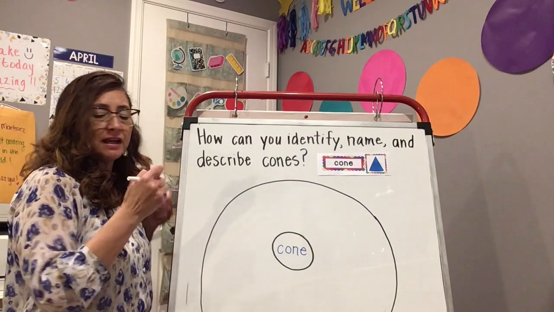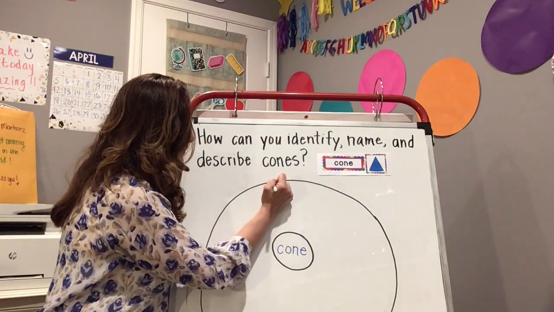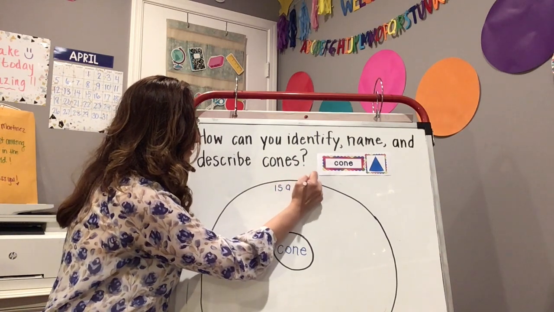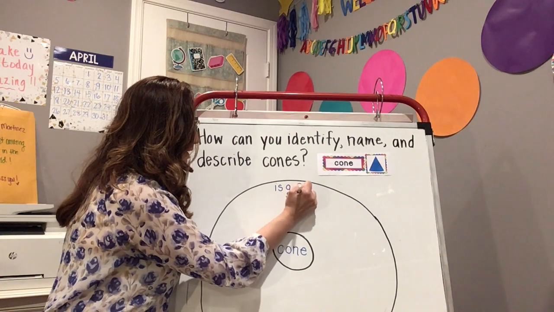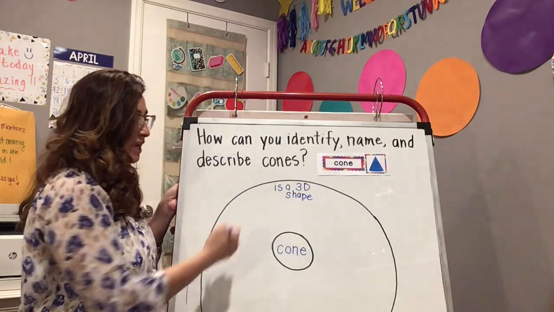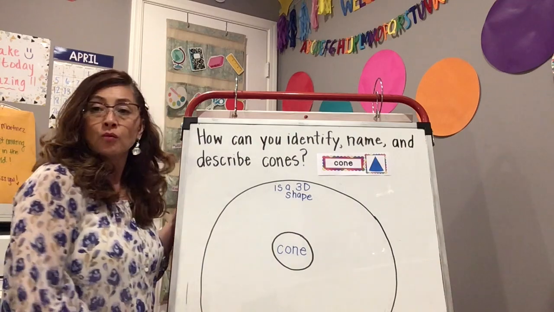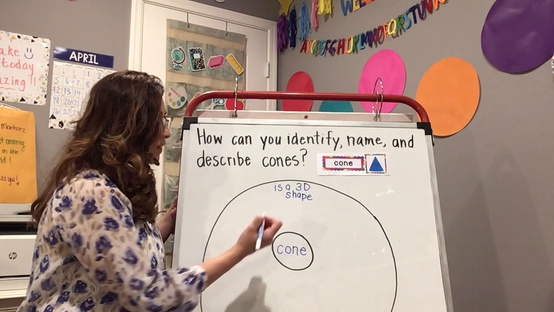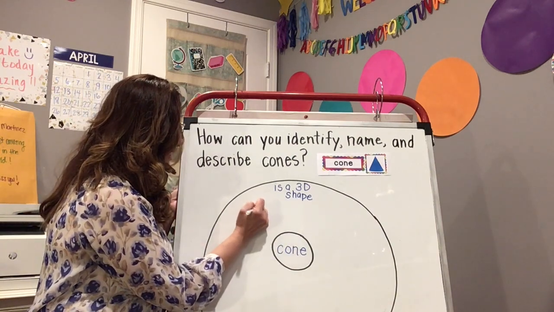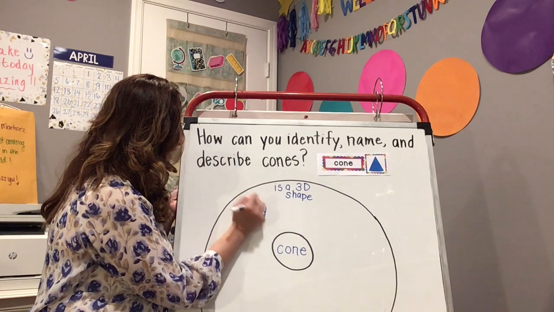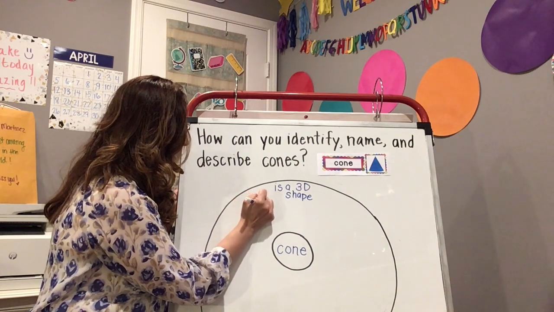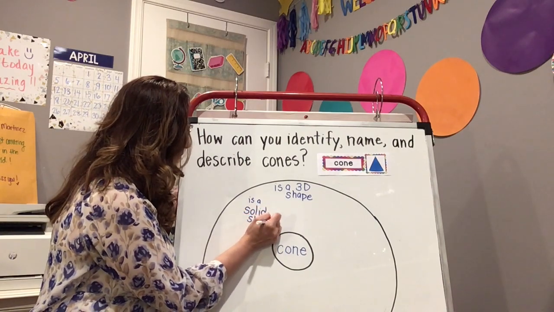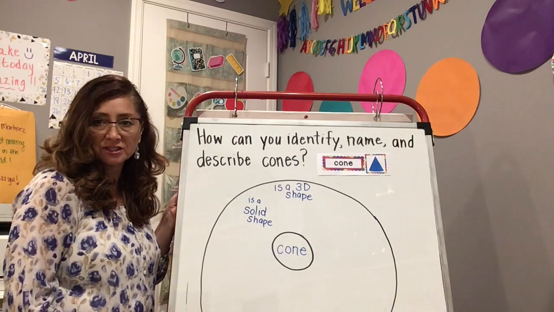Great, that's right. A cone is a 3D shape. Very good. What else do you know? Yes, that's right. A cone is a solid shape. Yes, it is not a plain shape. It is not flat. It's a solid shape.